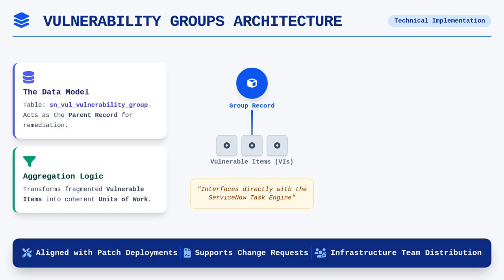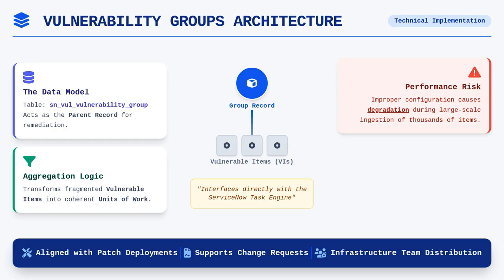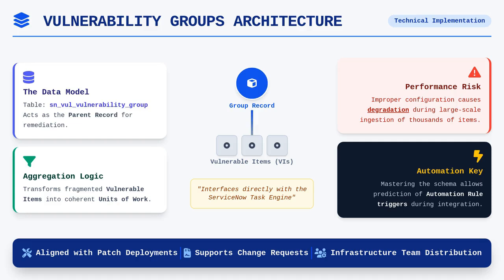When we architect these groups, we must account for the parent-child relationship complexity inherited from the standard task table, which allows for tiered remediation efforts. Improper configuration at this level often leads to significant performance degradation during large-scale ingestion processes, where thousands of items might be processed simultaneously. By mastering the underlying schema of these records, you gain the ability to predict how automation rules will trigger during integration runs.